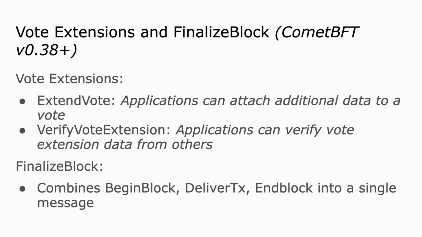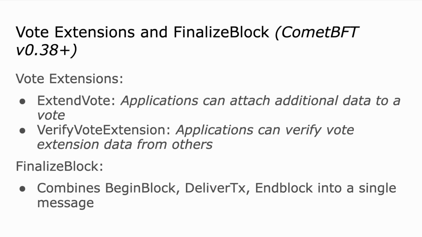Other validators can then use VerifyVoteExtension to check the additional data is valid, based on application-defined rules, before accepting a vote. That enables new classes of protocols, like threshold signing, DKG, or distributed key generation, and things like that.